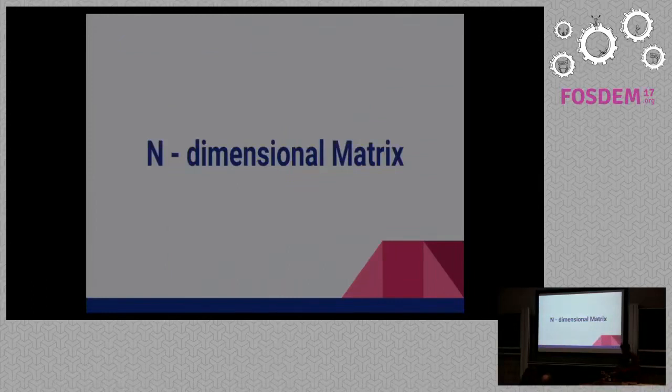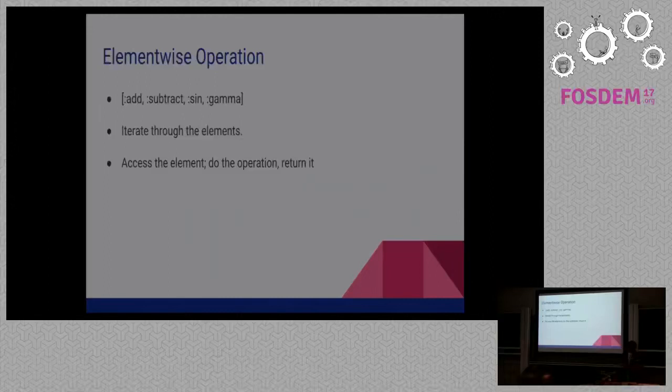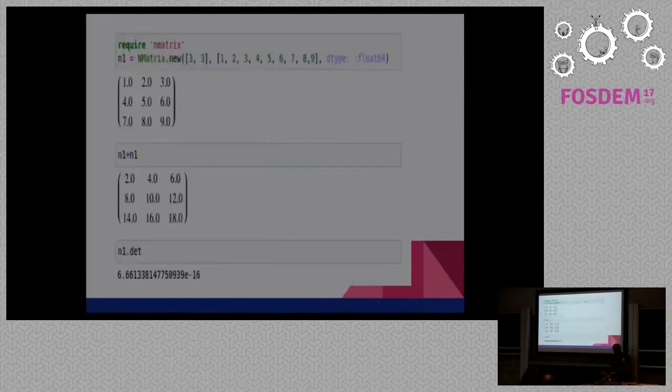So for the n-dimensional matrix, the major thing we had to build on it was element-wise operations, for example add, subtract, sine, or gamma. In the first slide where we added 2 matrices, this was just an element-wise operation. We iterate through the elements, access the element, do the operation, and return it. So the major thing that counts here is that your loops should be efficient. You iterate throughout the array, and whichever is faster wins, whether CRuby or JRuby.